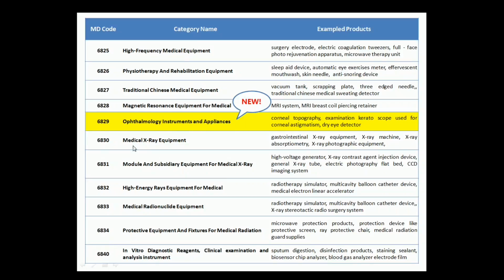Also, we got 30, which stands for medical X-ray equipment, also very popular, like X-ray machines, X-ray absorptions, X-ray photographic equipment. 38 is high energy range equipment for medical use, like the multi-cavity balloon cassette device and medical electron linear accelerator.